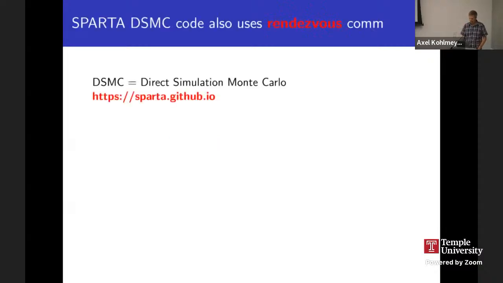Okay, so now I want to give you one example from this other code, the Sparta DSMC code. It's a direct simulation Monte Carlo method. That's what DSMC stands for. It's another open source code, and myself and Stan and some other collaborators at Sandia were the main developers of this, still are in Stan's case. I still do some work on this code as well, but you can go to that website if you want to learn more about it.